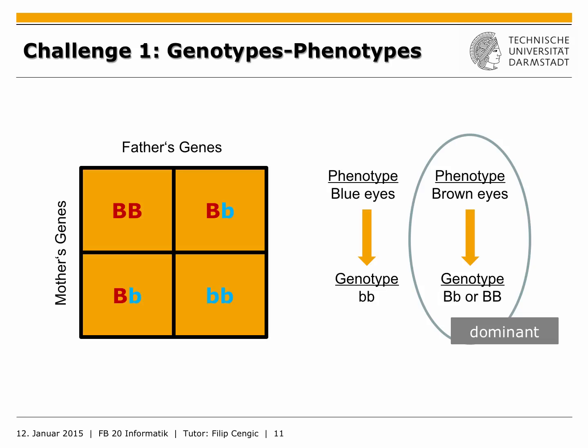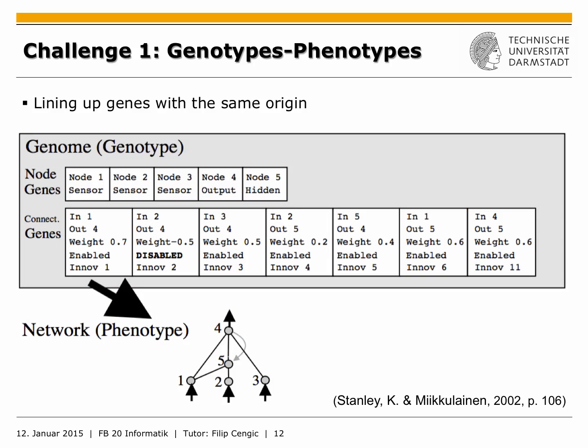So a phenotype is the optical appearance, whether somebody has in the end blue eyes or brown eyes, which is the result. And genotypes would be the biological chromosomes, which are either dominant or recessive. Here we can see a genotype to phenotype mapping example. The genotype is the node genes and the connection genes. The phenotype is represented by the network.